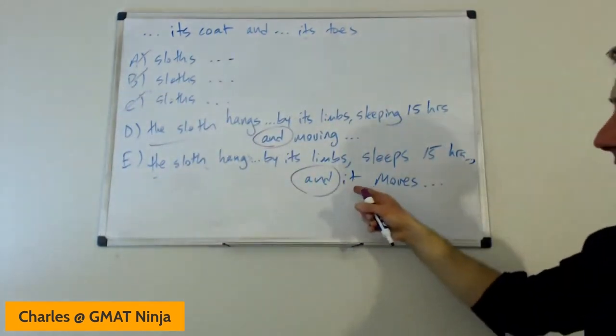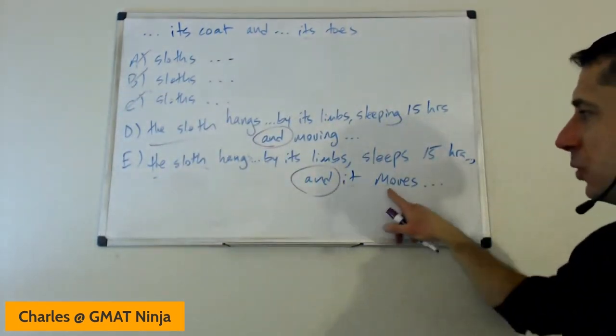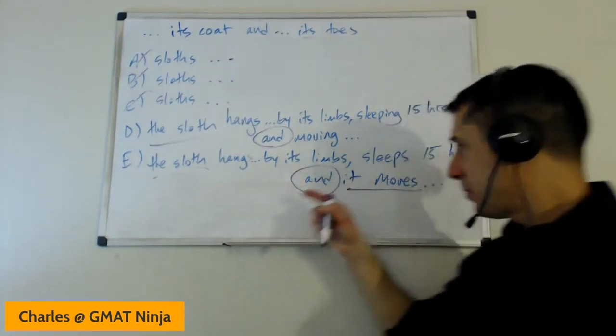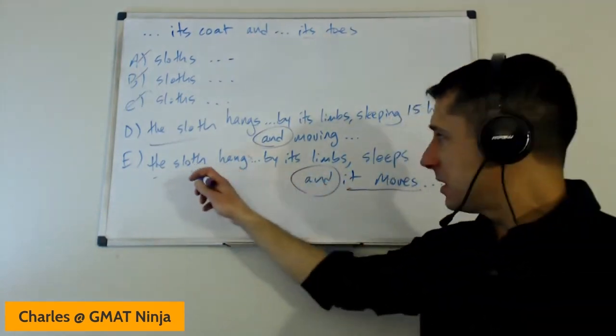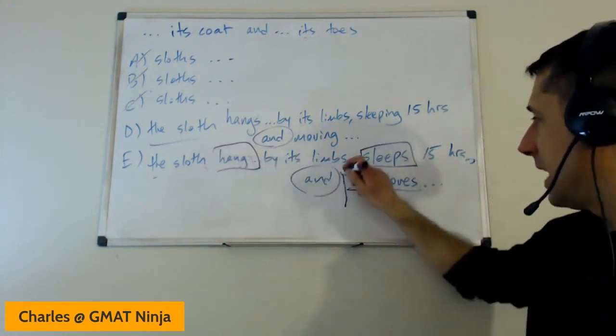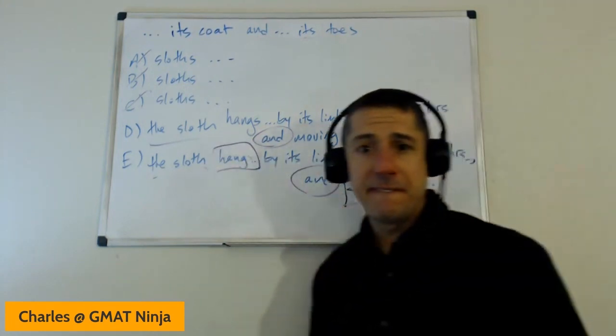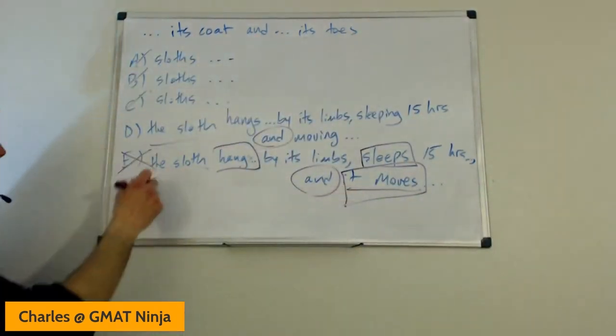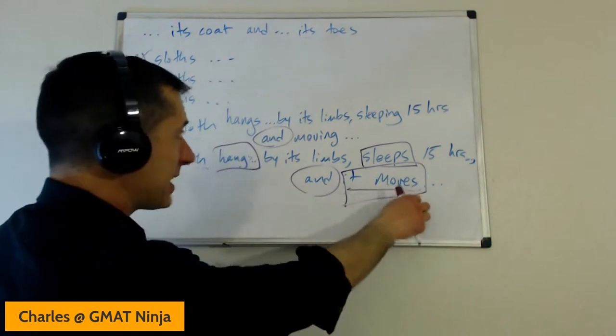So we got parallelism here somewhere. Let me look at E first. It moves. Okay. But what's going on with the rest of that list? Pronouns fine, but we have the sloth does 3 things. It hangs, it sleeps, and it moves. That's not parallel. Verb, verb, pronoun, verb. That's out just on a purely mechanical basis here.